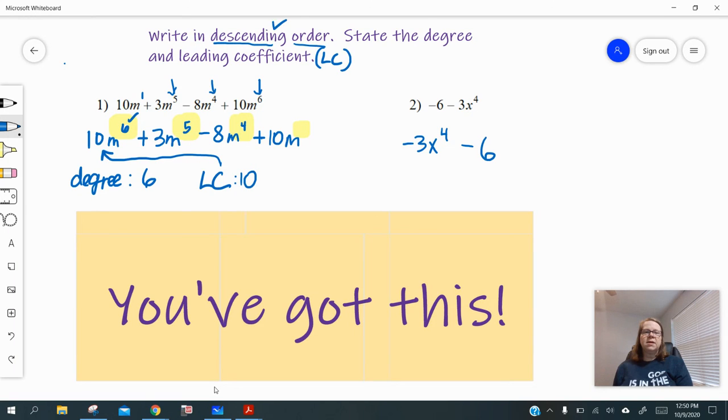We got that part done. Now let's do the degree. The degree, remember, is the biggest exponent, so that's the 4. And your leading coefficient is the number in front of the first x, the first thing right there. So the leading coefficient is negative 3.